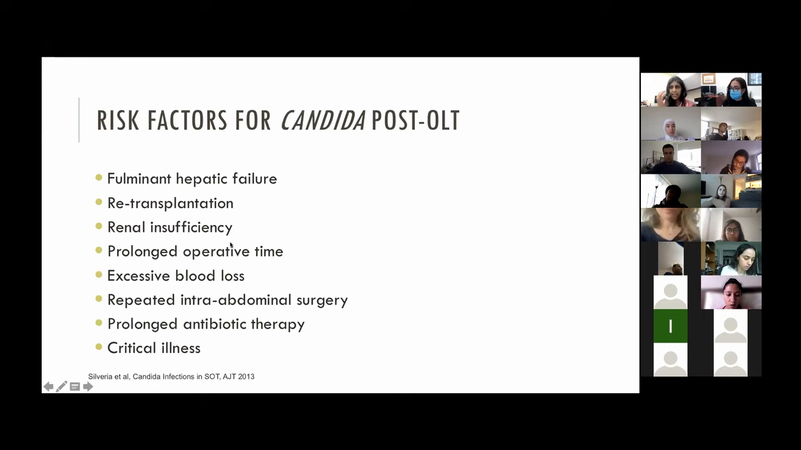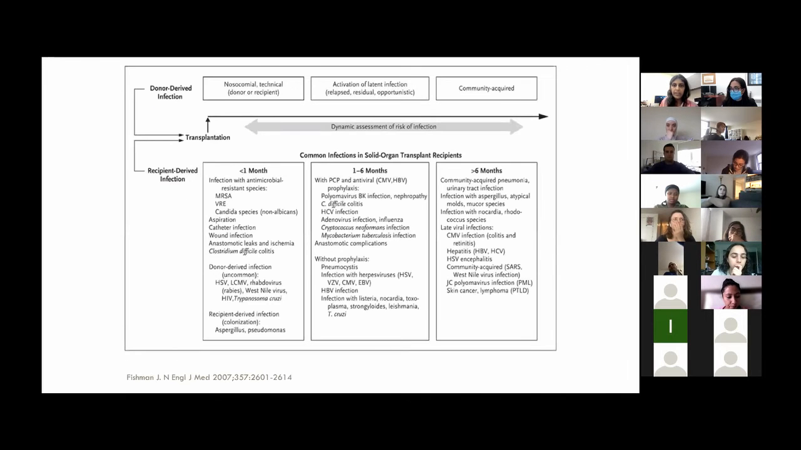I also mentioned Candida very quickly here because it's a common thing that we see, especially after liver transplant. And these are the typical risk factors for Candida: fulminant hepatic failure, retransplant, renal failure, prolonged OR time, excessive blood loss, repeated surgery, prolonged antibiotic therapy. And if you have these risk factors, then in addition to Unasyn at the time of your liver transplant, you would be getting fluconazole. Any questions about that early, less than 1 month period before I move on to the second phase?